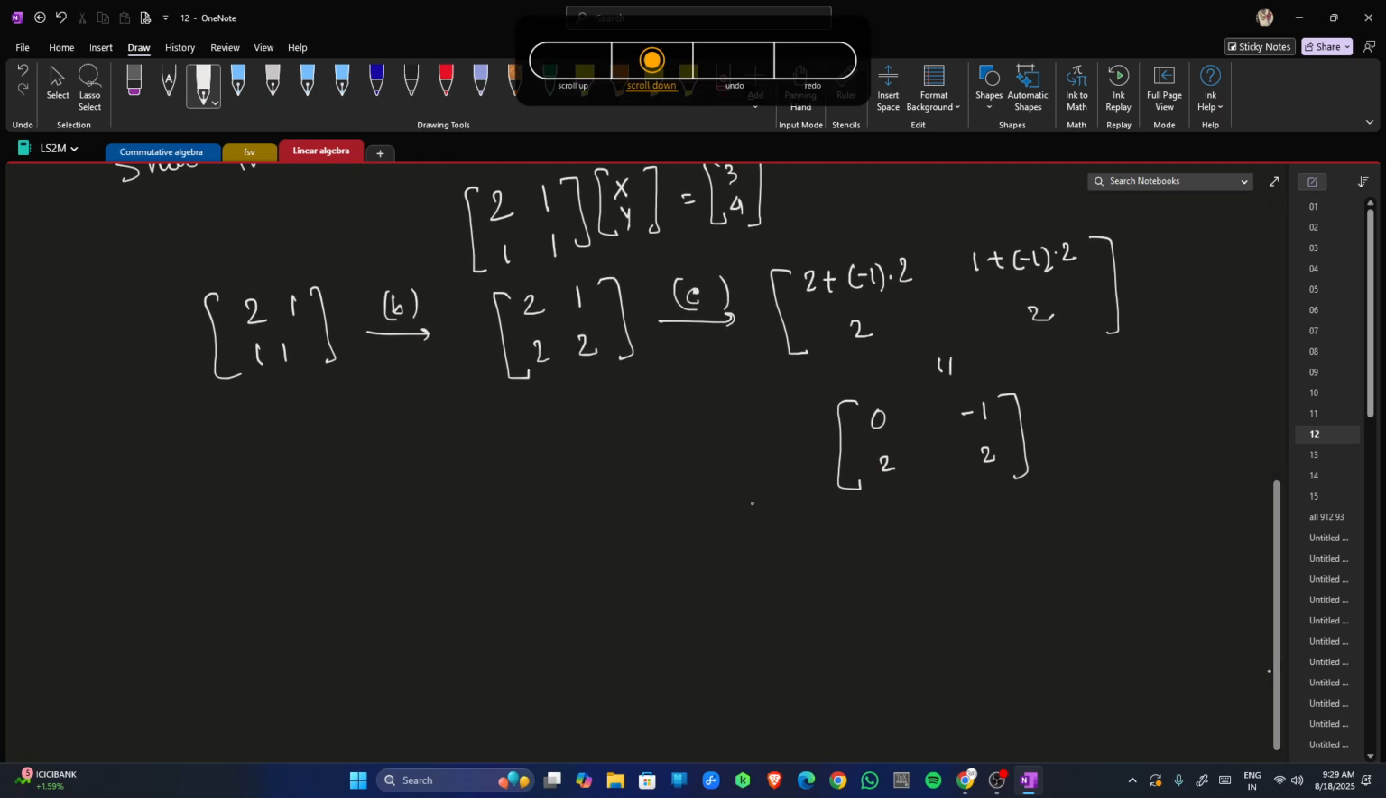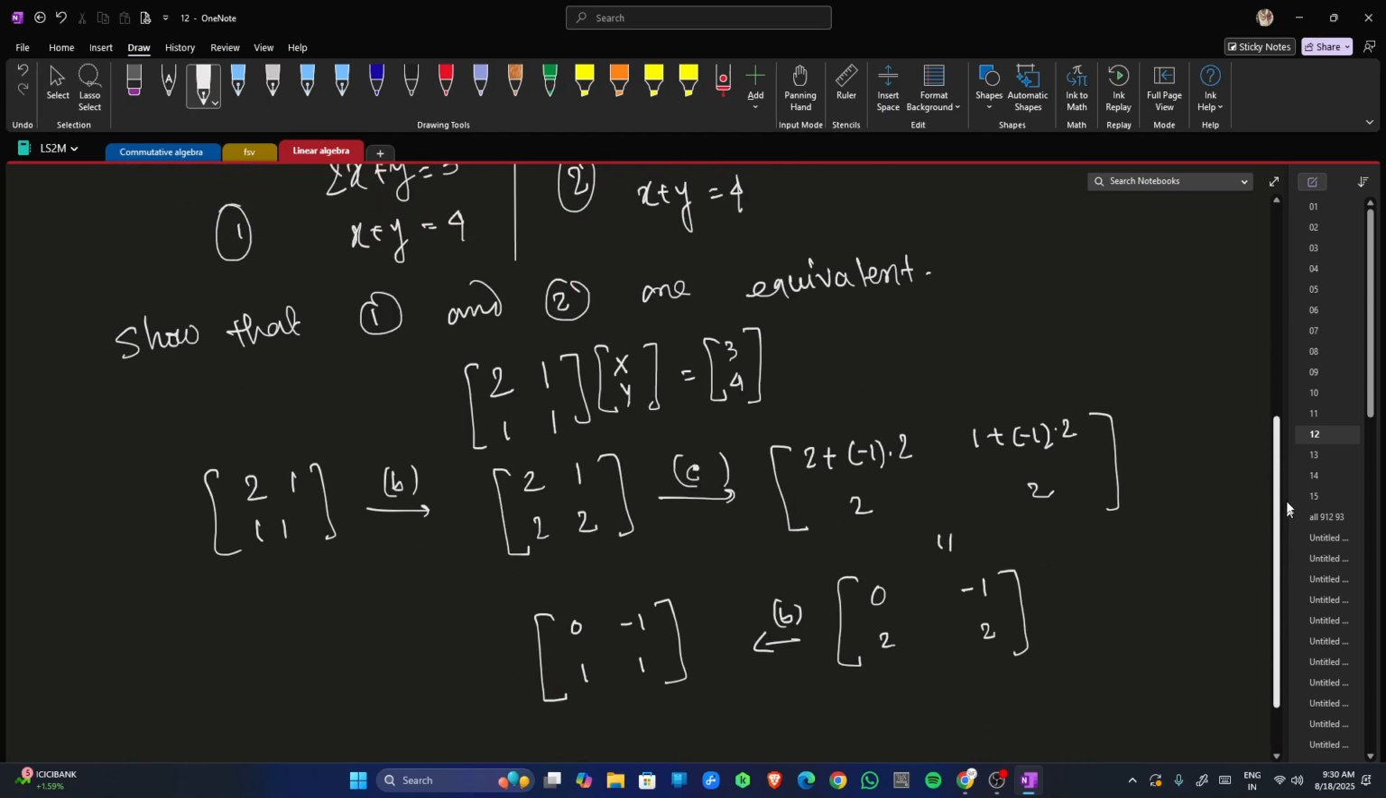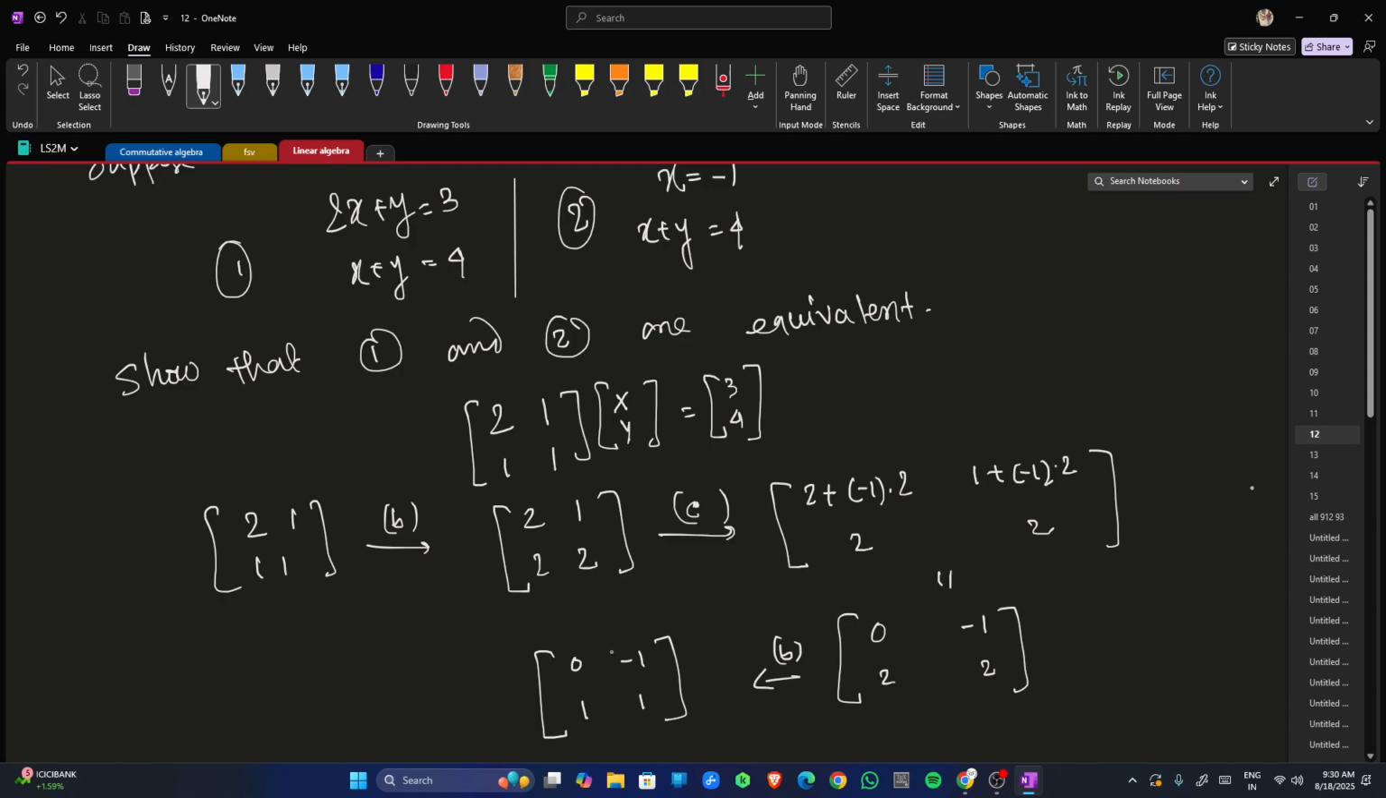If you again apply A, and now B, multiply by the inverse of 2 on the bottom row, you get 0, 1, 1. So you see that you get this equation, that y equals minus 1, and x plus y equals 4. You get this equation. So what are you doing here?